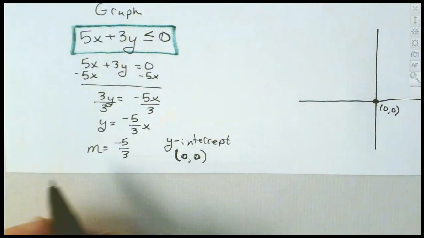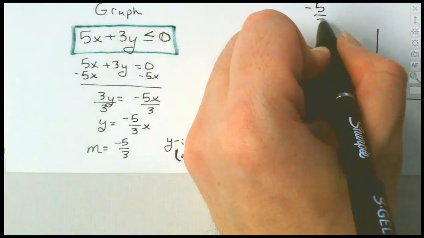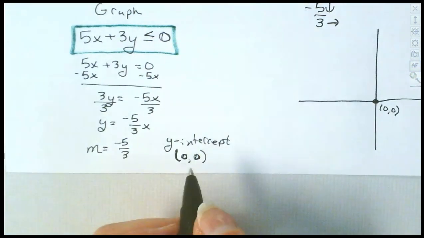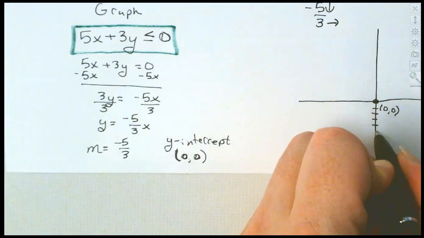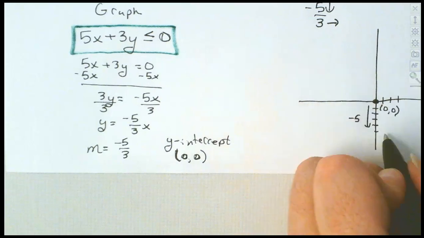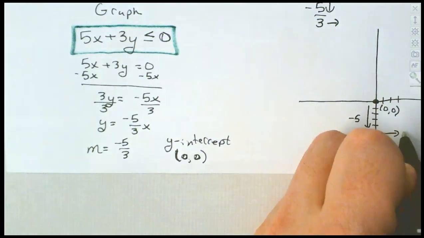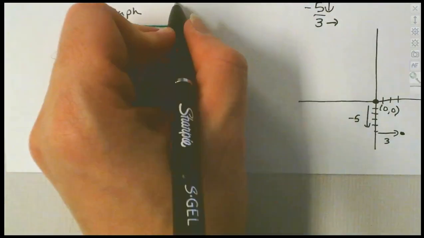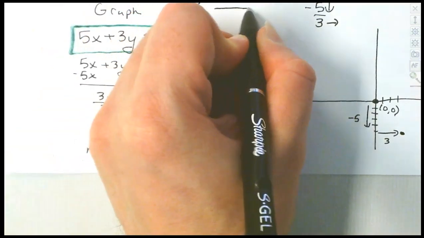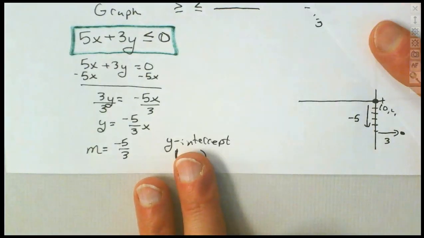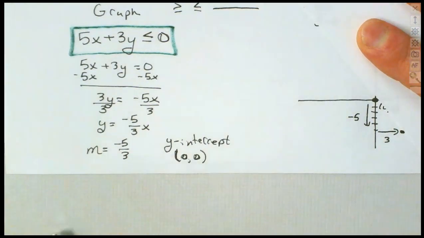And then what's my slope? Negative 5/3. So that means we go down 5, and we go over 3. So down 1, 2, 3, 4, 5. And over 3. Make my new dot. And we connect them together. And in this case, greater than or equal to, less than or equal to, they get a solid line. So we're going to connect these together with our solid line right here.